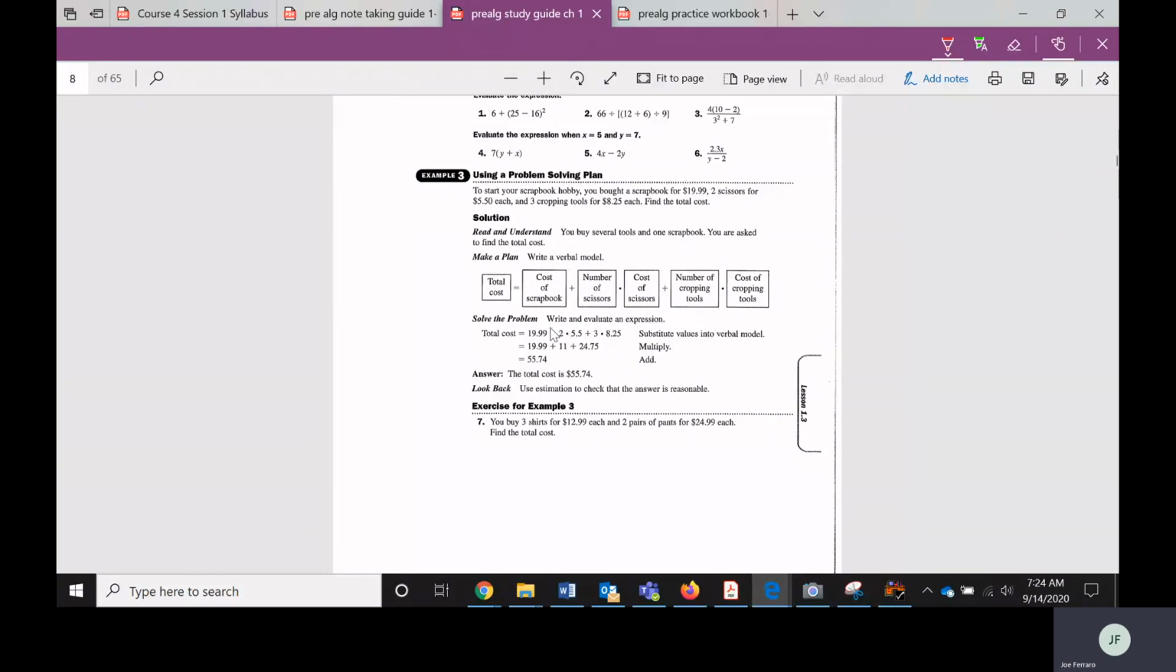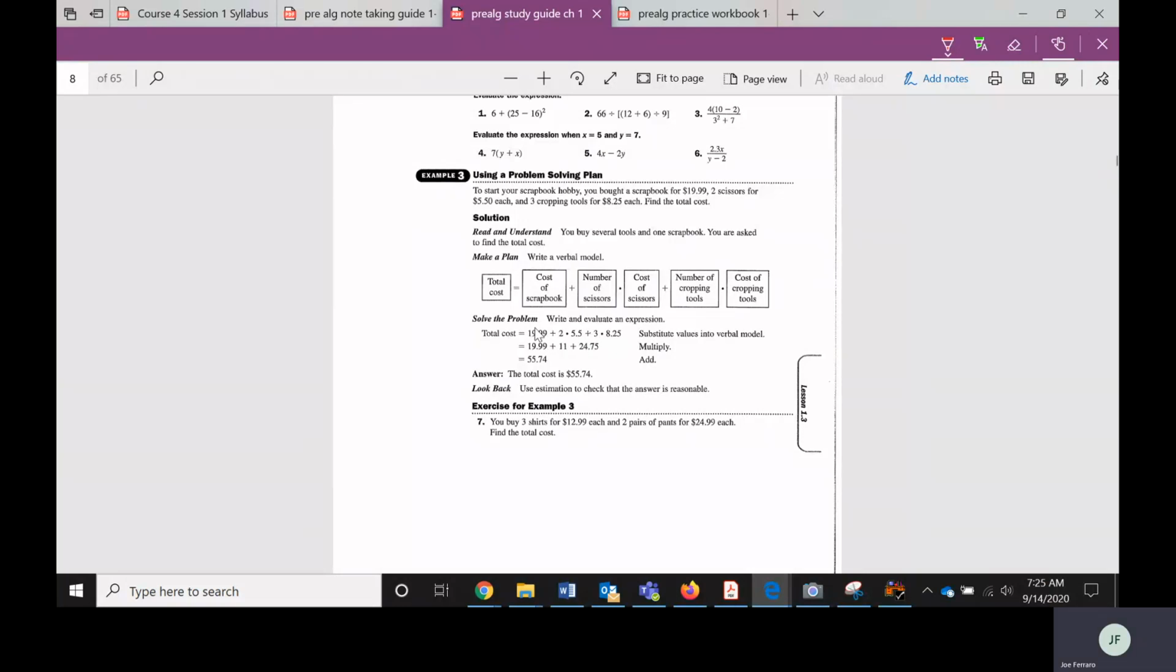Okay, so when you start putting numbers in, this is what it looks like. $19.99 for the scrapbook. You bought 2 scissors at $5.50 each, so they just use 5.5 instead of 5.50. Either way is fine. And then you have to add on the cost of the cropping tools, which you bought 3 of them at $8.25 each.